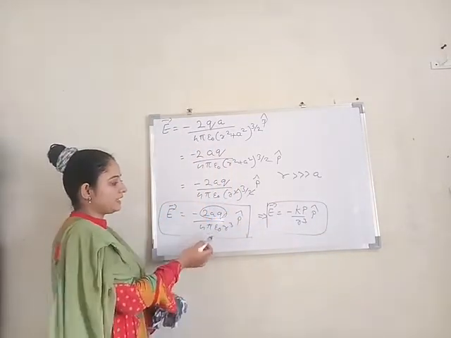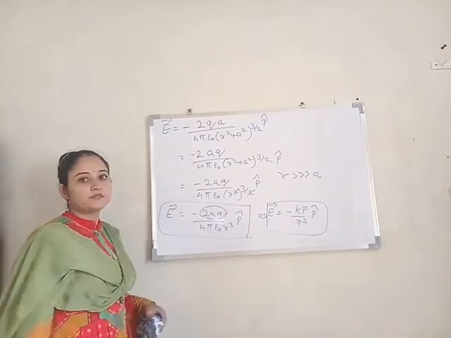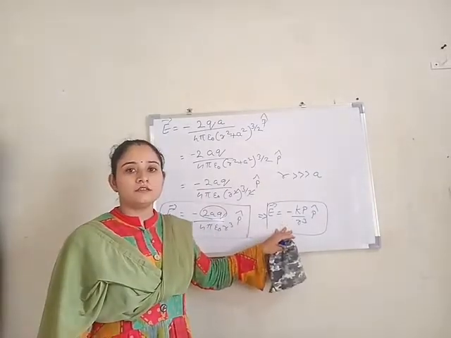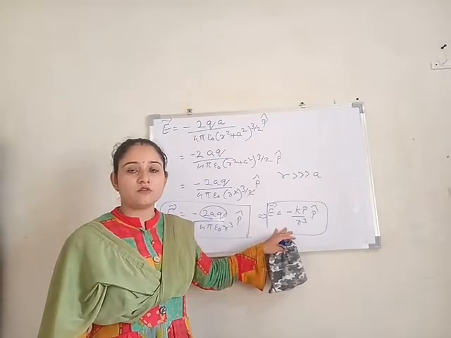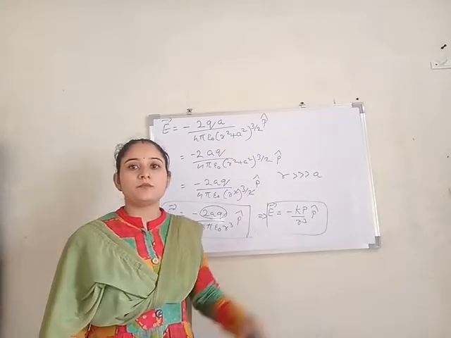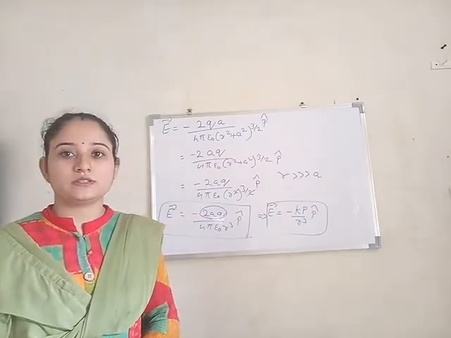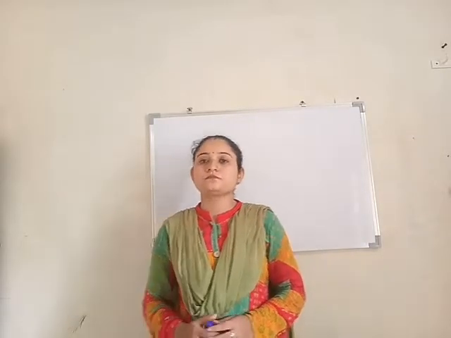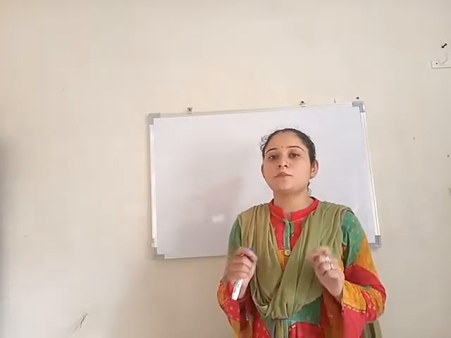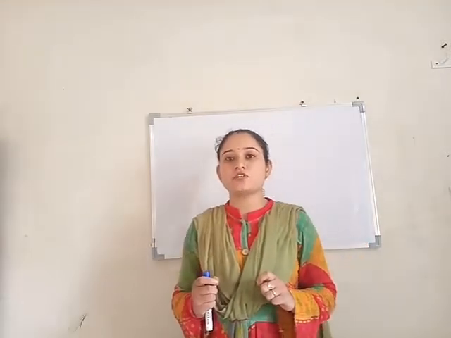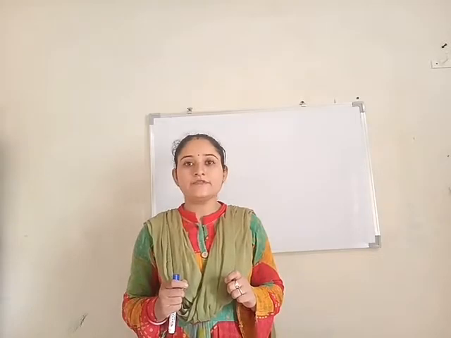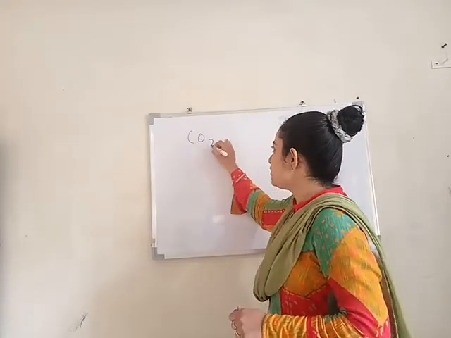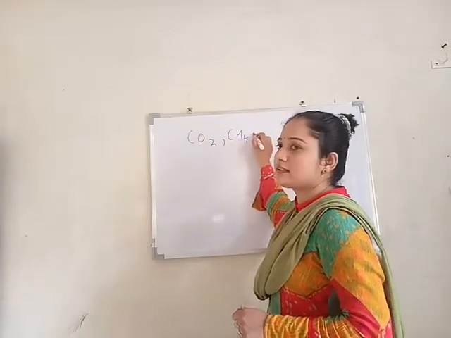You know that k is 1 upon 4 pi epsilon 0. So this is the derivation of electric field of a dipole at a point on the equator. The physical significance of dipole: the center of the positive charge and negative charge of some molecules coincide with each other. Such kind of molecules are CO2, CH4, etc.